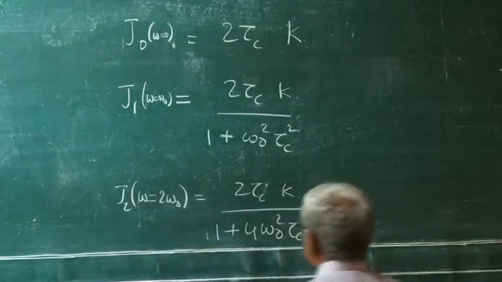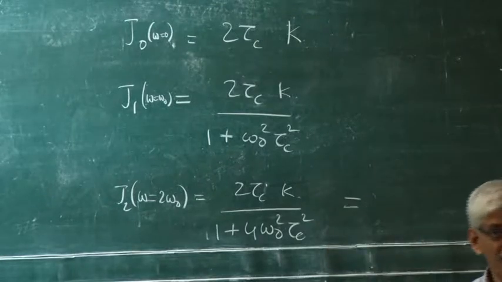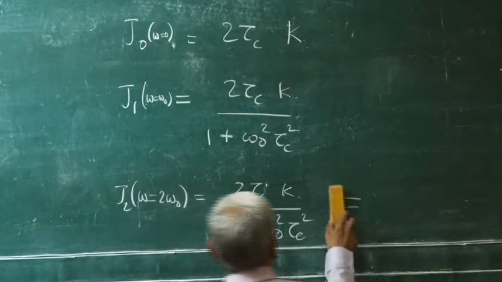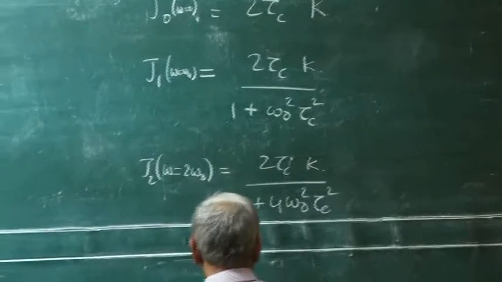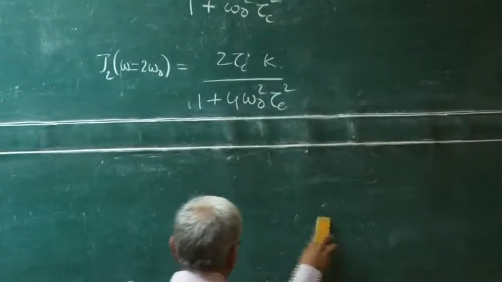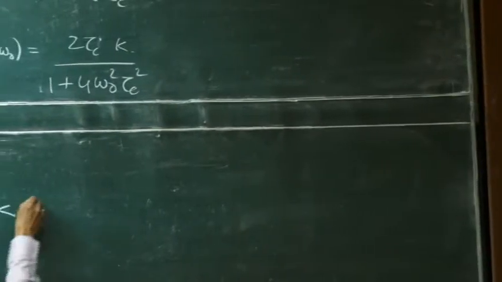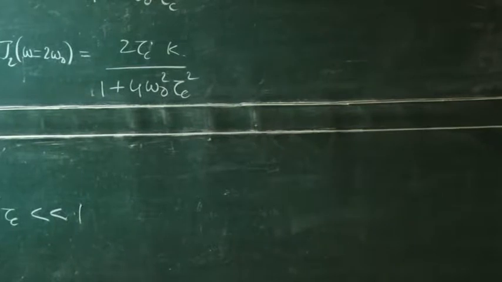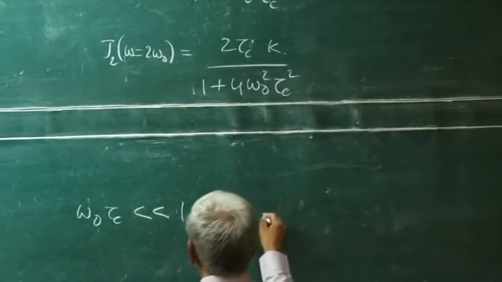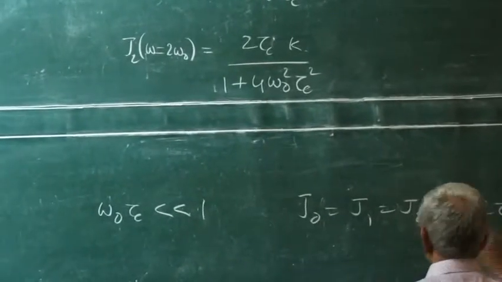And they all get reduced to the same number if omega naught tau c is far, far less than 1. Let's consider those conditions. Omega naught tau c is far, far less than 1. Okay, so all of them will become equal: J0 is equal to J1, is equal to J2, they all become equal to 2 times tau c.